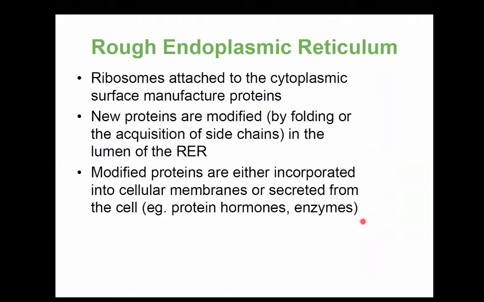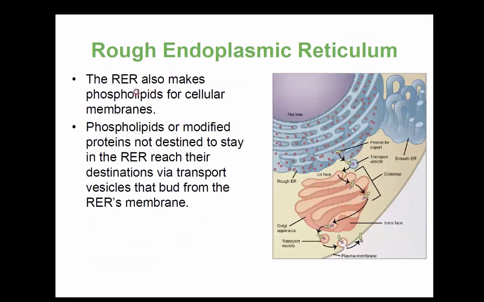Now, the endoplasmic reticulum, as I mentioned, is rough or smooth. Rough ER makes phospholipids for cellular membranes. Phospholipids or modified proteins are not destined to stay in the rough ER. They reach their destinations via transport vesicles that bud from the rough ER's membrane.